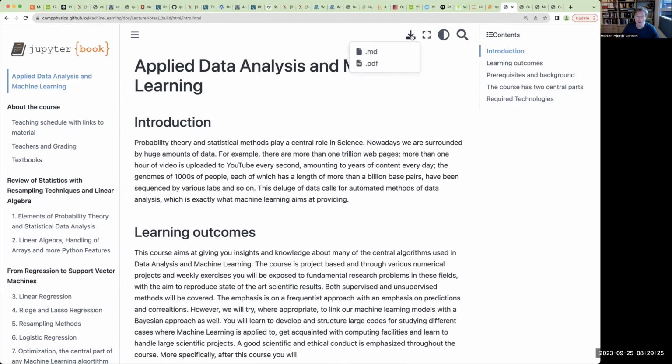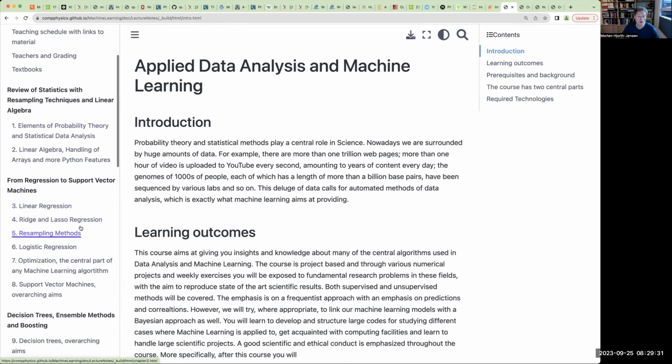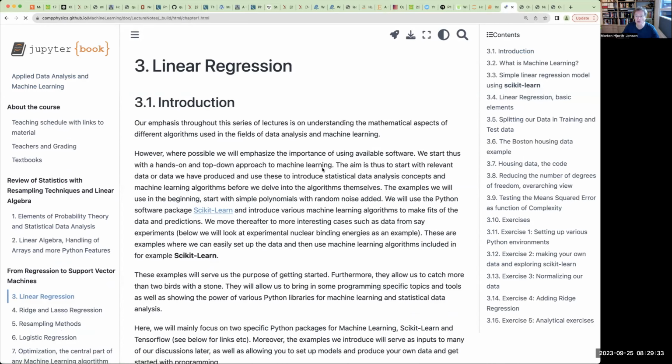You can download this as a PDF, or if you go into one of these sections, let's say on linear regression, you can also download it as a Jupyter notebook and run it. It has been compiled and just run once, but you cannot run the Jupyter book interactively like you would with a Jupyter notebook. But this contains all my teaching material.